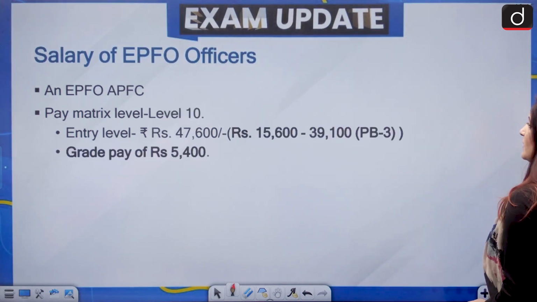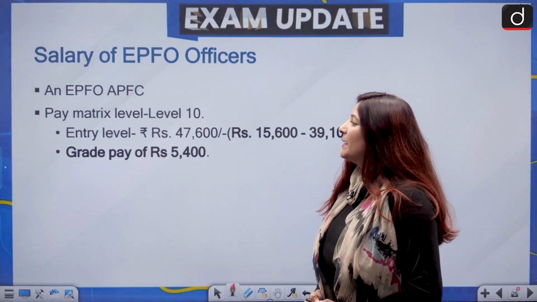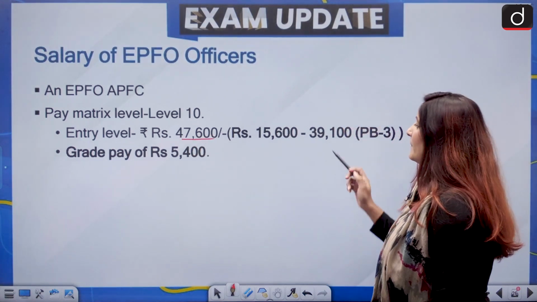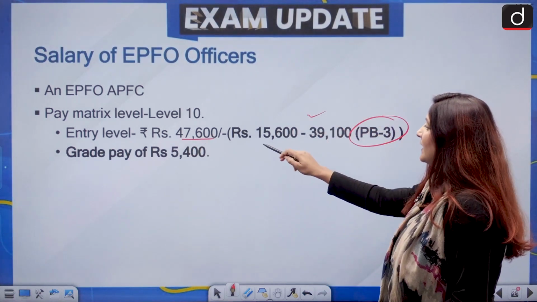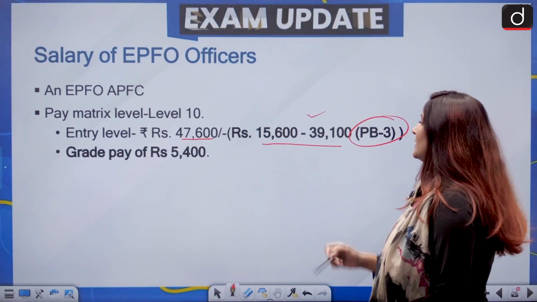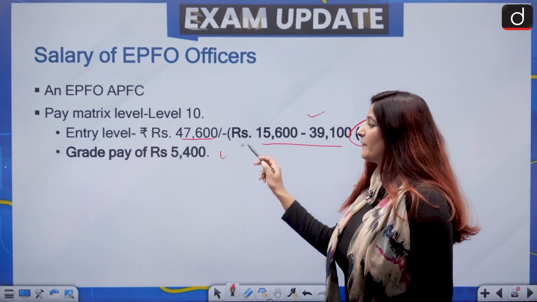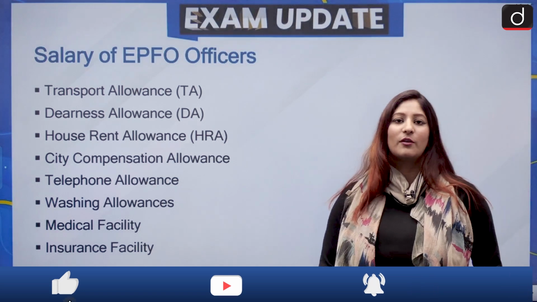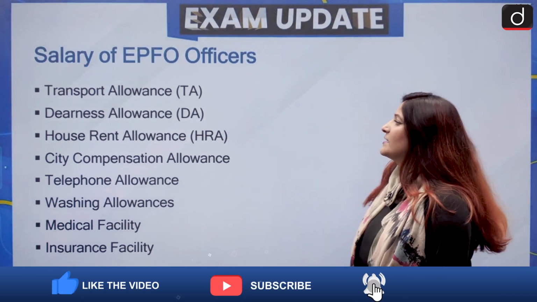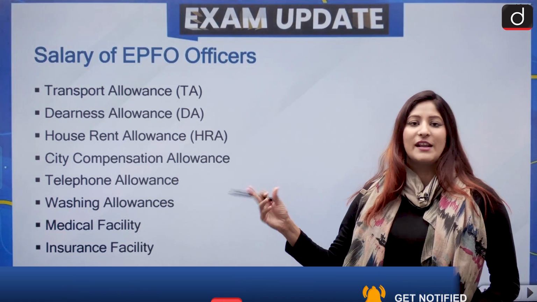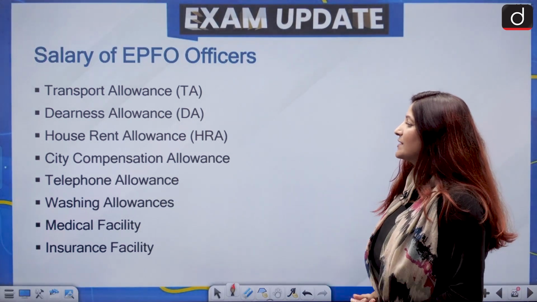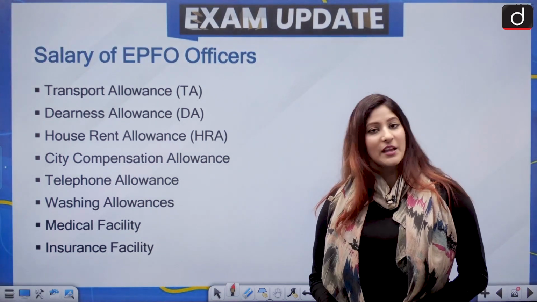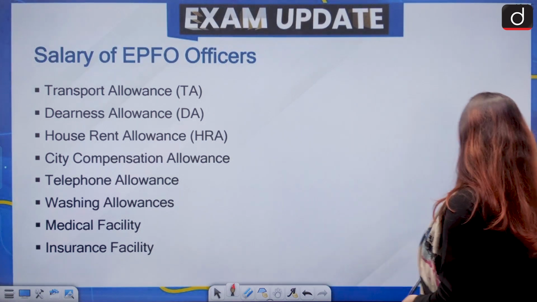Apart from that, many other perks will also be given, and then the total enhanced salary will be made. And if we talk about APFC, then the pay matrix level is level 10 and entry level again 47,600, but the pay band here is pay band 3, and that is 15,600 to 39,100. Grade pay is 5,400. Again, there are many perks and benefits related to both Enforcement Officer, Accounts Officer and APFC. That is transport allowance, DA that varies from state to state, house rent allowance, city compensation allowance, telephone allowance, washing allowance, medical facility, insurance facility. So your enhanced salary will be made accordingly.